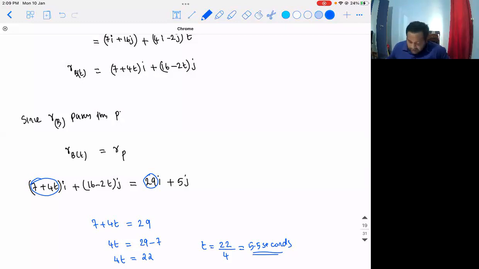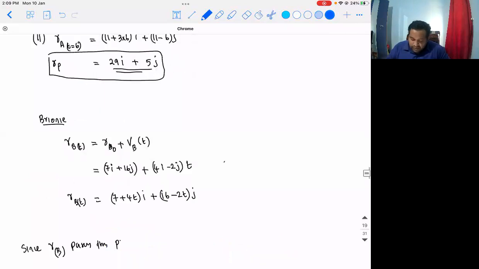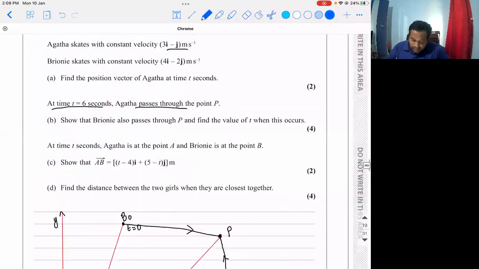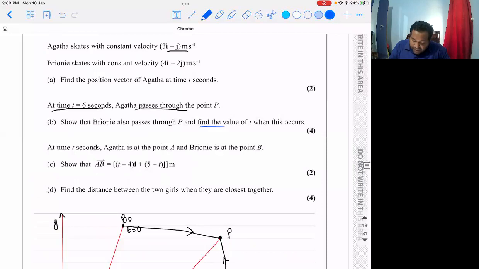So we got the time. That is the answer for the B question: find the value of t when this occurs. So this happened at 5.5 seconds. Now, at time t seconds, Agatha is at a point A and Brownian is at the point B. Show that AB is equal to (t - 4)i + (5 - t)j meters.